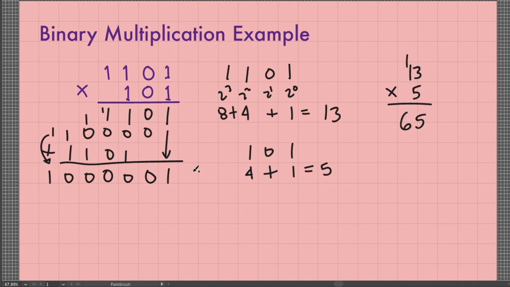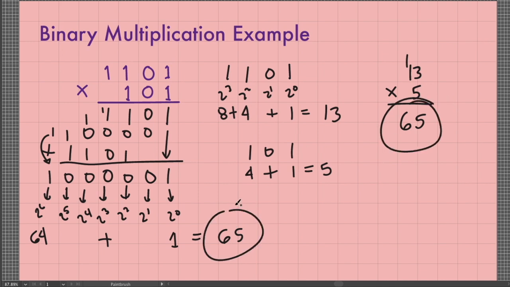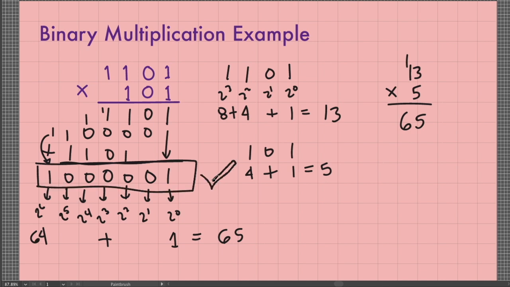So let's see if our final answer is equivalent to 65. So this has a weight of 2 raised to 0. This one, 2 raised to 1. 2 raised to 2, 2 raised to 3, 2 raised to 4, 2 raised to 5, 2 raised to 6. 64 plus 1 is equal to 65. So these two values are equal, which tells us that our final answer is correct.